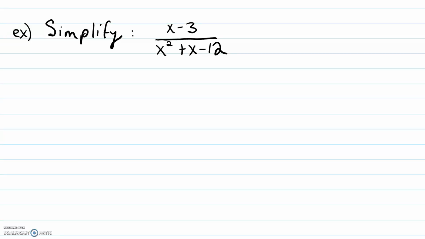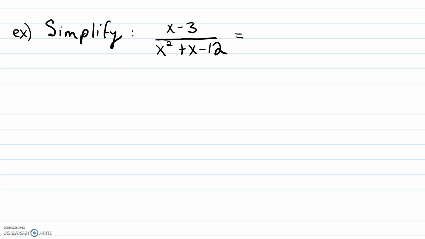Okay, so for this video we're going to simplify the rational expression (x - 3) divided by (x² + x - 12). So we know this is rational because we have a fraction with variables in the denominator. The steps to simplifying rational expressions: you're going to take the top and the bottom and make sure to factor it as much as you can, and then you'll go through and start canceling out terms. But don't start canceling out terms until you've factored completely.